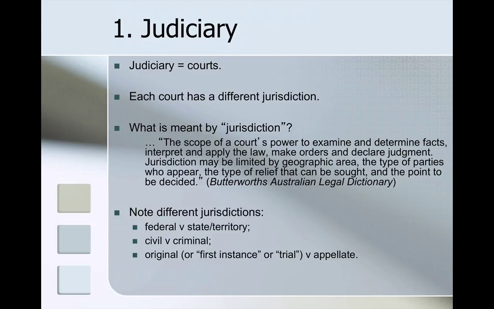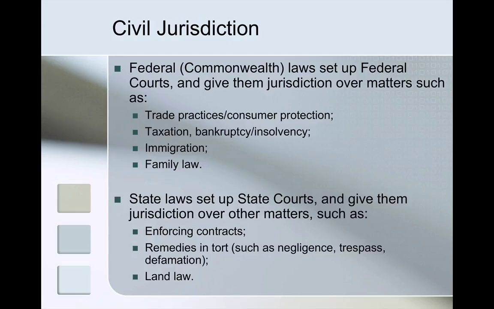So let's think then about each of these, particularly the distinction between civil and criminal, and also then original and appellate. In terms of civil jurisdiction, as I've said, we have federal courts and state courts. Federal or Commonwealth laws have set up the federal courts and have given them jurisdiction over areas of federal law. This will include things like trade practices and consumer protection law, taxation, bankruptcy and insolvency, immigration and family law. All matters of federal jurisdiction end up before federal courts.